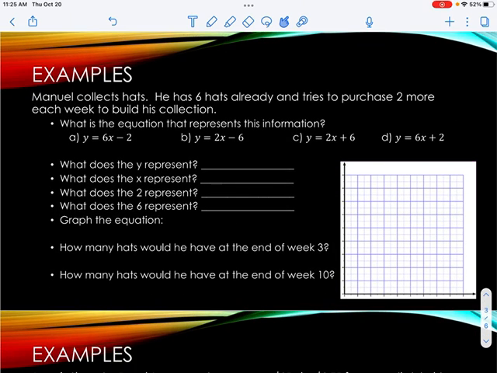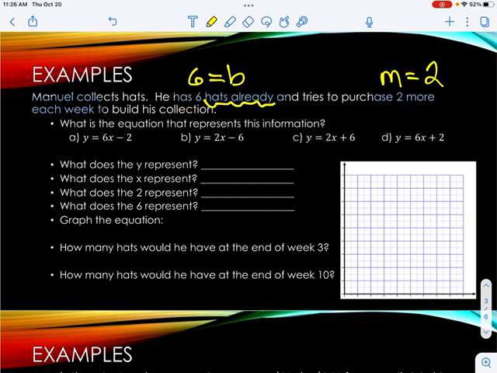So here we go. Let's give this a shot. It says Manuel collects hats, and he has 6 hats already. When I read that, that already tells me that 6 is equal to my b, because that's my starting amount. He has 6 hats already. Then if we read on, it says he tries to purchase 2 more hats each week. So this is my m. My m is equal to 2.